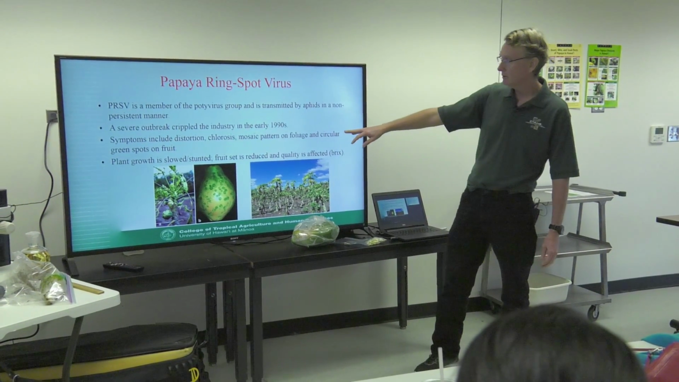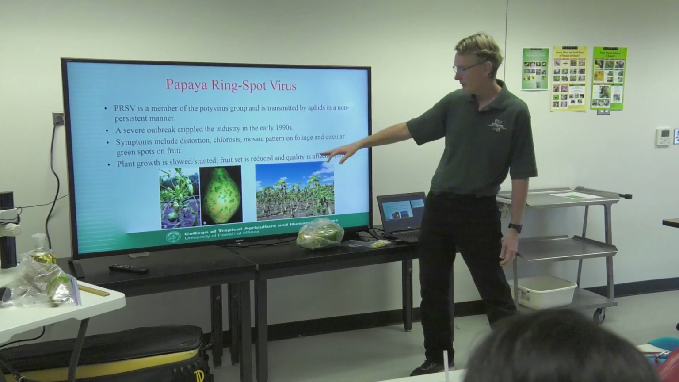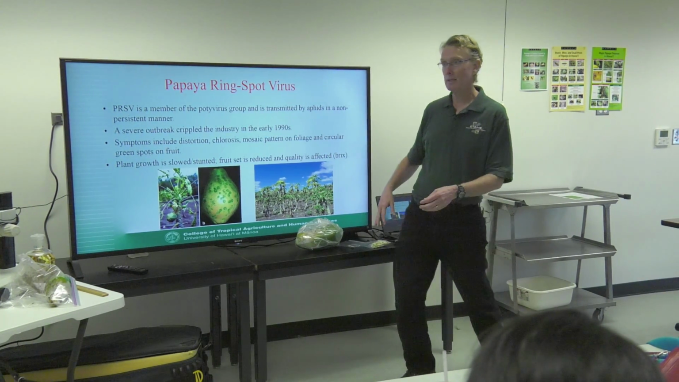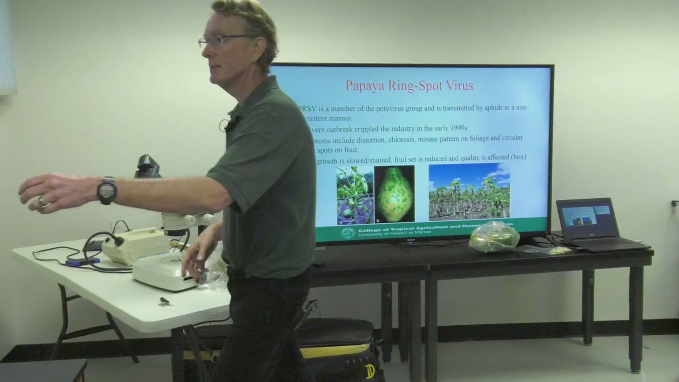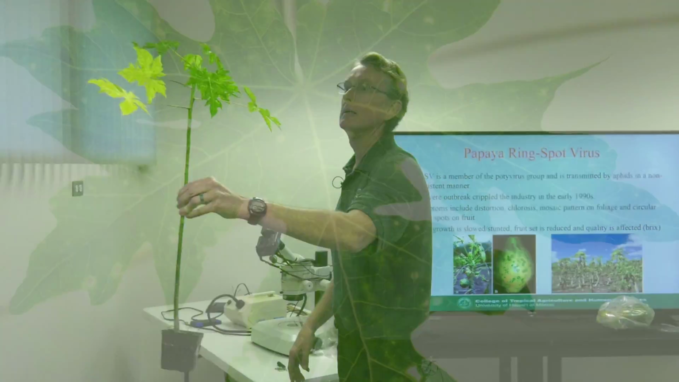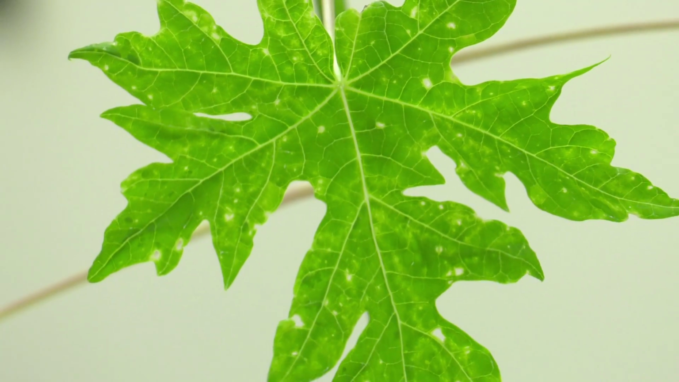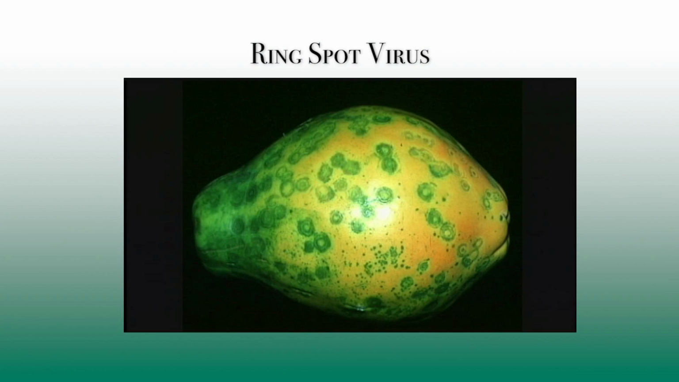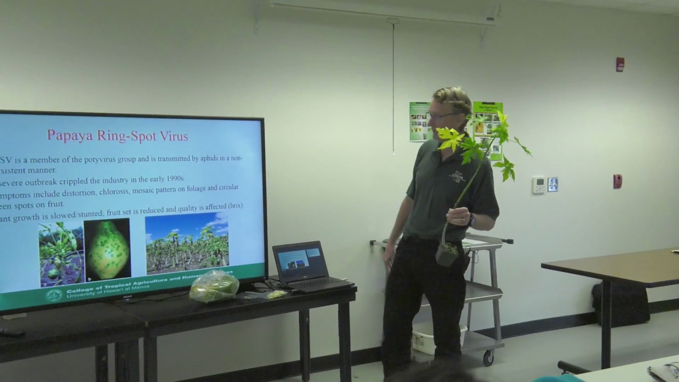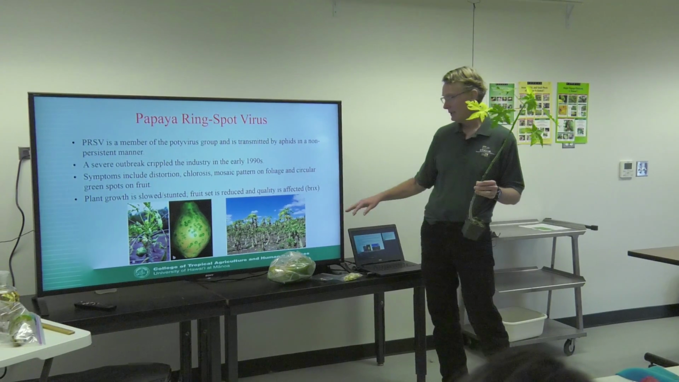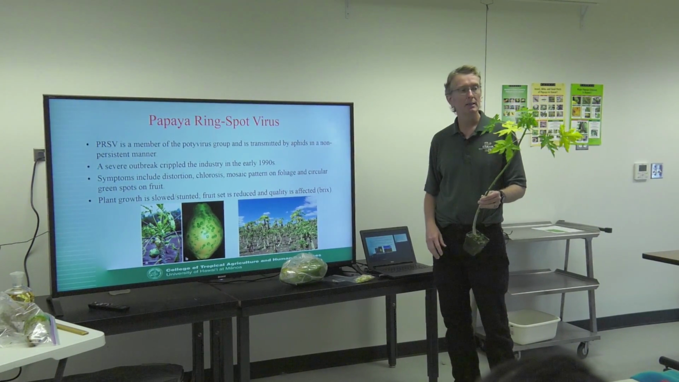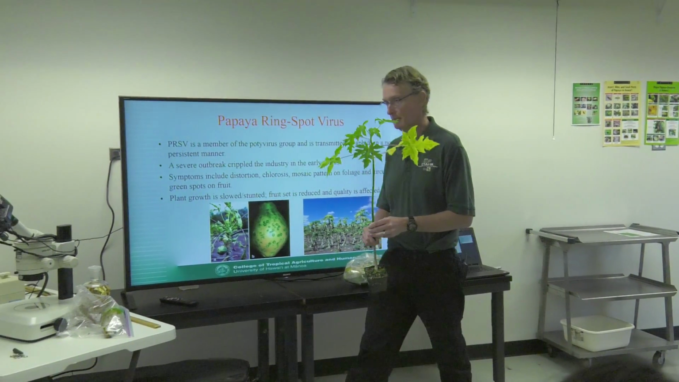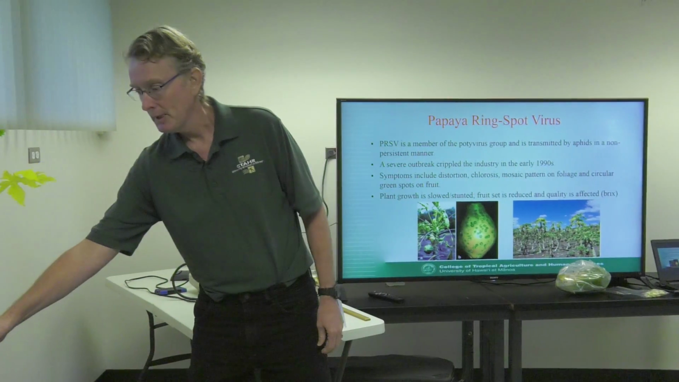So it leads to distortion, chlorosis. It's a mosaic pattern in the foliage. I have that here. That's this guy. And circular green spots on the fruit. I can also remember when those were in the market, and that's what we were buying to eat. It wasn't very sweet, but that's all they had. And of course, that leads to reduced brix, or sugars.